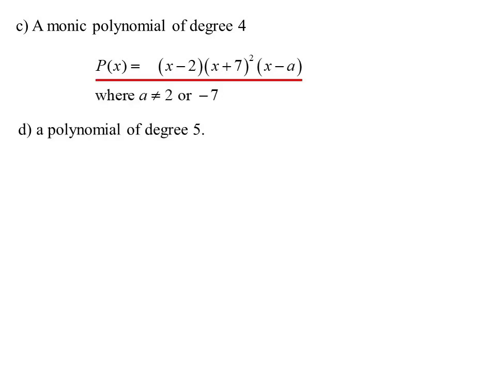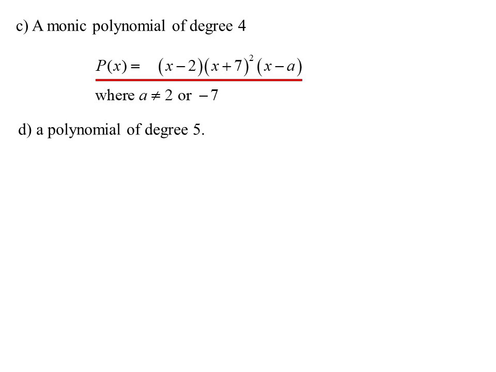If they said a monic of degree 4, again, I know these are factors, but if I want to get it to degree 4, at the moment it's degree 3, I must multiply it by a linear factor. So I'll multiply it by x minus a, but a can't be 2 or negative 7 for the reasons that I mentioned before. It would change the order of that zero. The double would become a triple and so on.